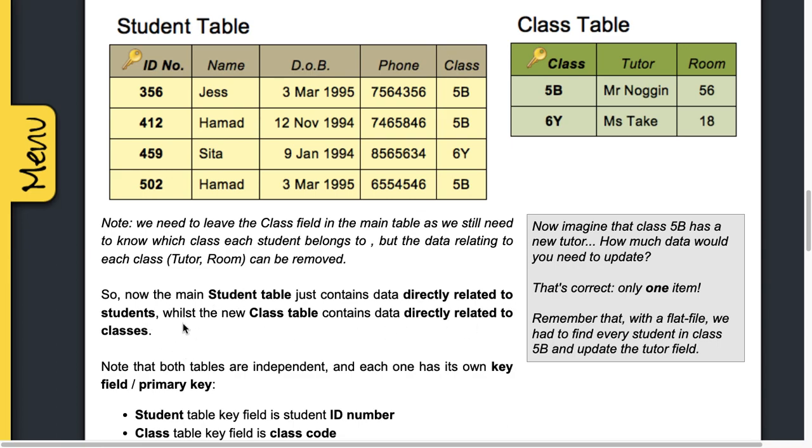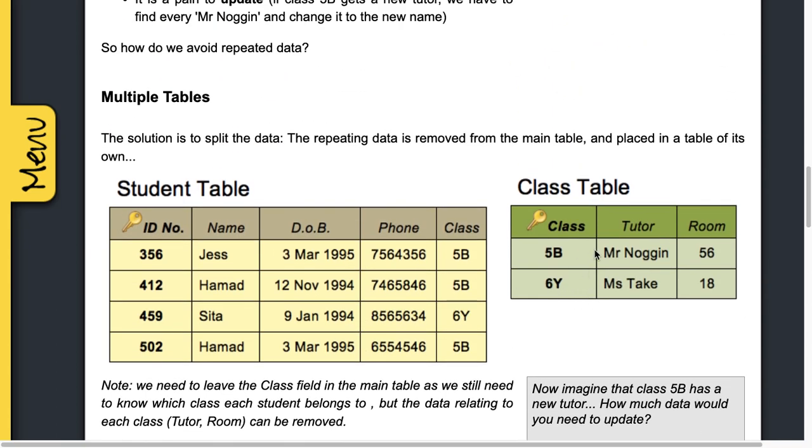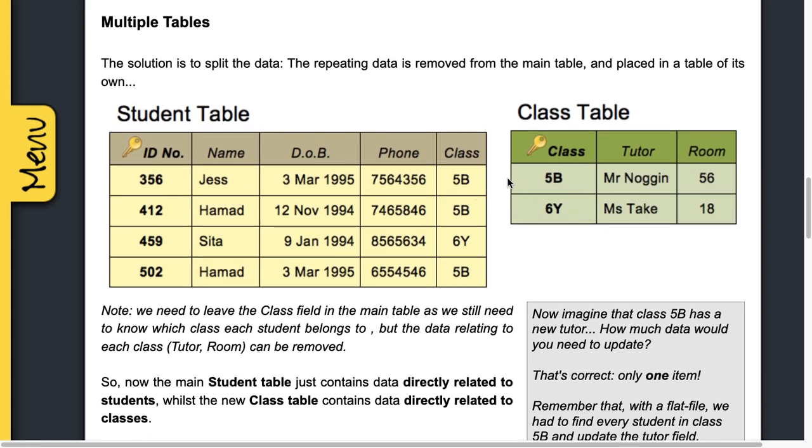Okay, no repetition, because the teacher's name would be repeated for the students, and the rooms would be repeated for students who are in the same class. While the new class table contains the data directly related to the class, only the data. So for 5B, we write only 5B, the teacher's name and the room. For 6, we write the teacher's name and the room. So you see there's no repetition. And then we link them together with a link or a relationship.